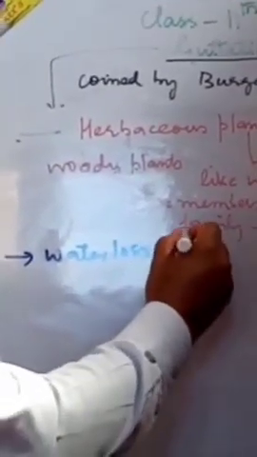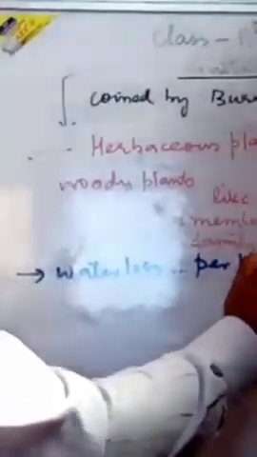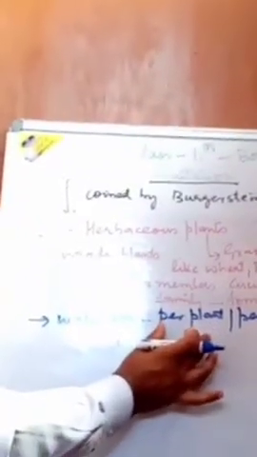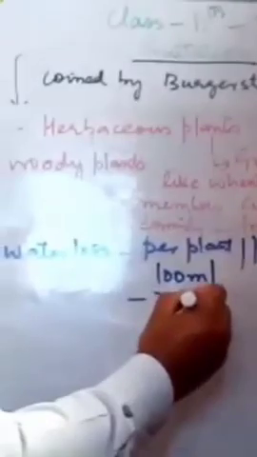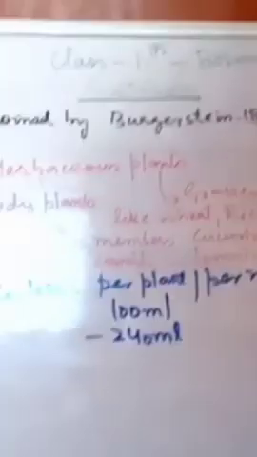It has been estimated that the water loss per plant per night is on average about 100 milliliters, but there are some exceptional cases where this may reach up to 200 milliliters per plant per night.